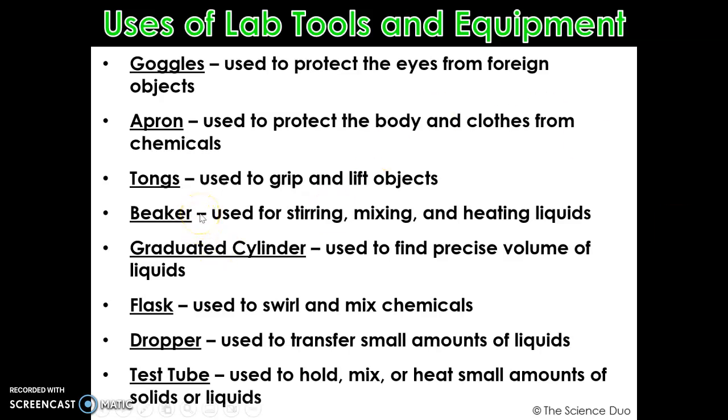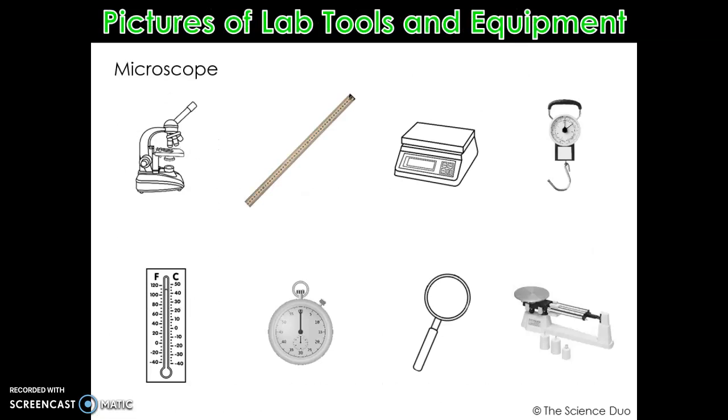Beakers are used for stirring, mixing, and heating liquids. Again, the graduated cylinder is used to find precise volume. A flask is used to swirl and mix chemicals. Droppers transfer a small amount. Think of medicine droppers for babies; they come in tiny bottles where you have to give a baby a small amount, so they're used to transfer smaller amounts. And test tubes are used to hold small amounts of solids or liquids, and test tubes can be heated over a Bunsen burner.